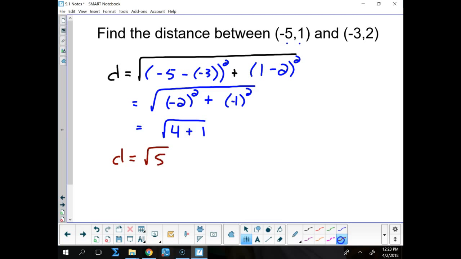Now, I will tell you this, that it is nice to leave it in reduced radical form. Why? It's an E word. It's exact. It's exact. Okay? Alright? So the distance between those 2 points is the square root of 5 units long. Okay? Questions on that? We'll get into that more in a minute.